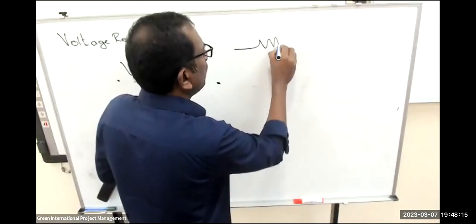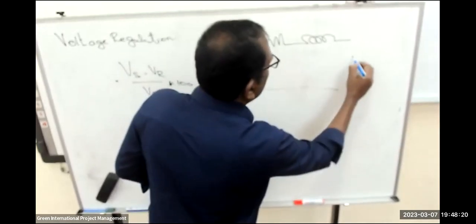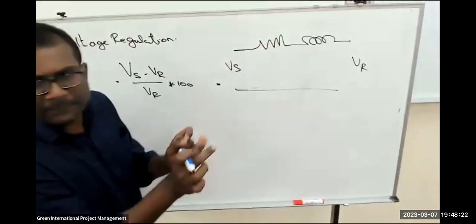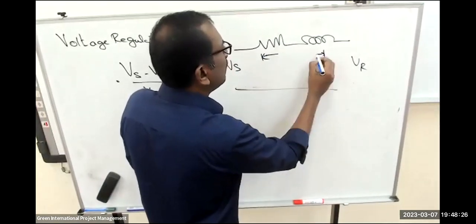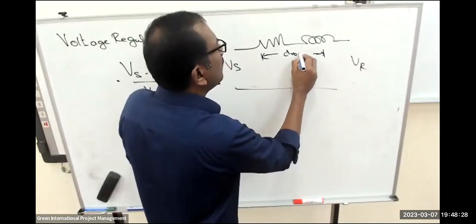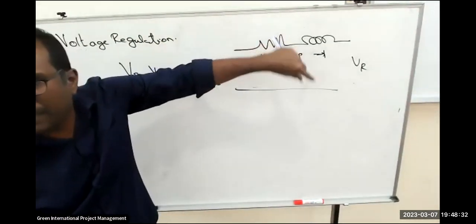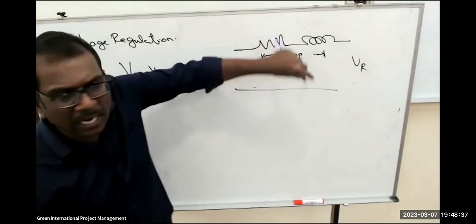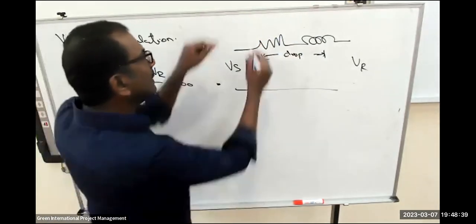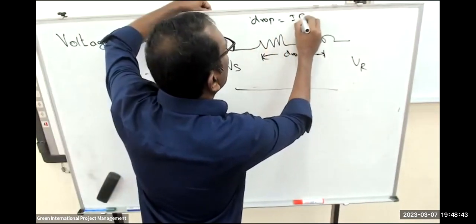Here we have VS, here we have VR. What is the difference between these two voltages? We drop here. So if we reduce the drop, what will happen? We are improving the regulation. How to minimize the drop? The drop is equal to I into R.